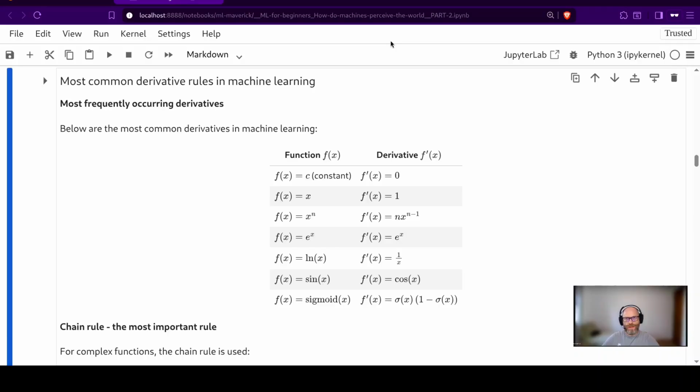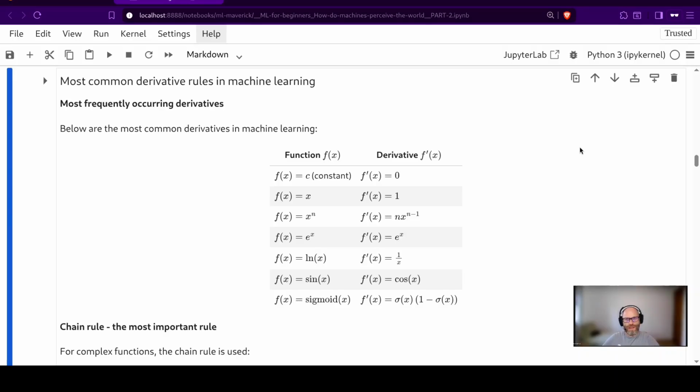Most common derivative rules in machine learning. Most frequently occurring derivatives. Below are the most common derivatives in machine learning. On the left column, function f of x. On the right column, function f prime of x. Function f of x equals c, constant. Derivative f prime of x equals 0. Function f of x equals x. Derivative f prime of x equals 1.